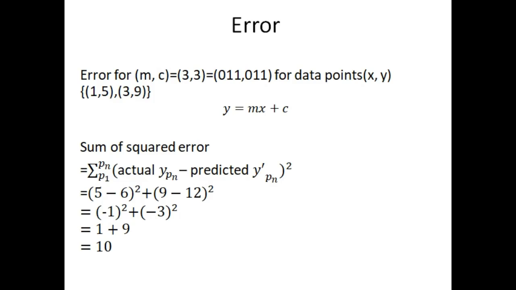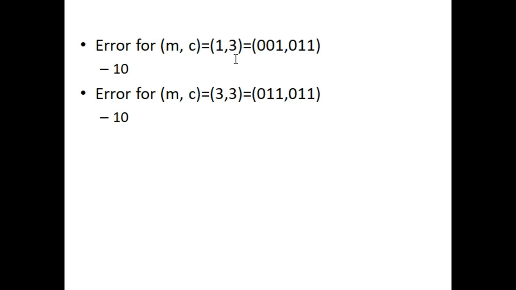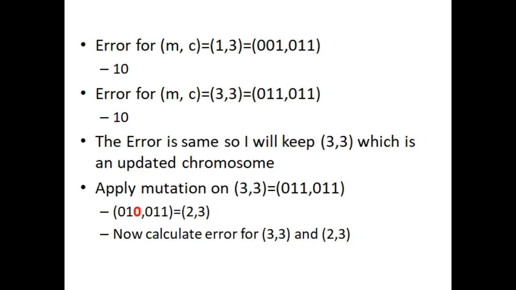So what we did now, I generated a new population by applying the mutation for these chromosomes, which I had applied on 1. So for both, I am getting the same value. So then which one will I pick? Just guess. I will pick the second generation. I have the old generation here, and I will use the new generation. So the error is the same, so I will keep 3, 3, which is the updated chromosomes.